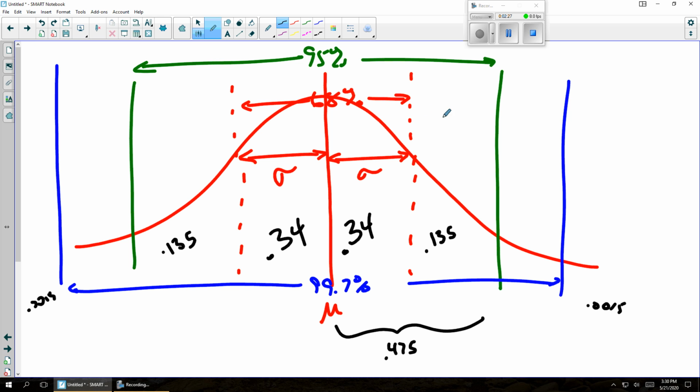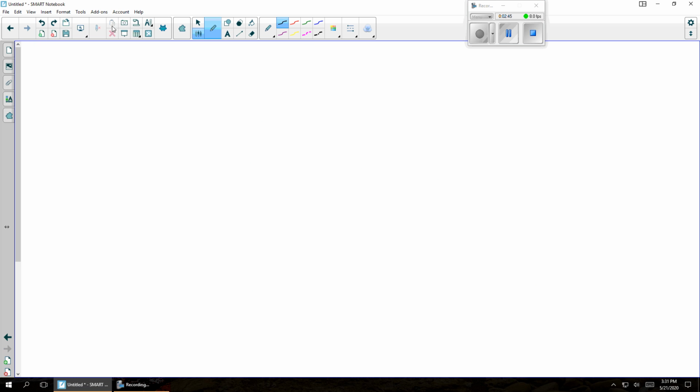Now, the 68, 95, 99.7 rule is great. It's very handy. It's easy to use and to estimate without a calculator, but it's all predicated on having a normal curve. So if the curve is not normal, this doesn't work. So how do I know if the curve is normal? Okay, well, there's a couple of different ways that I can figure it out.